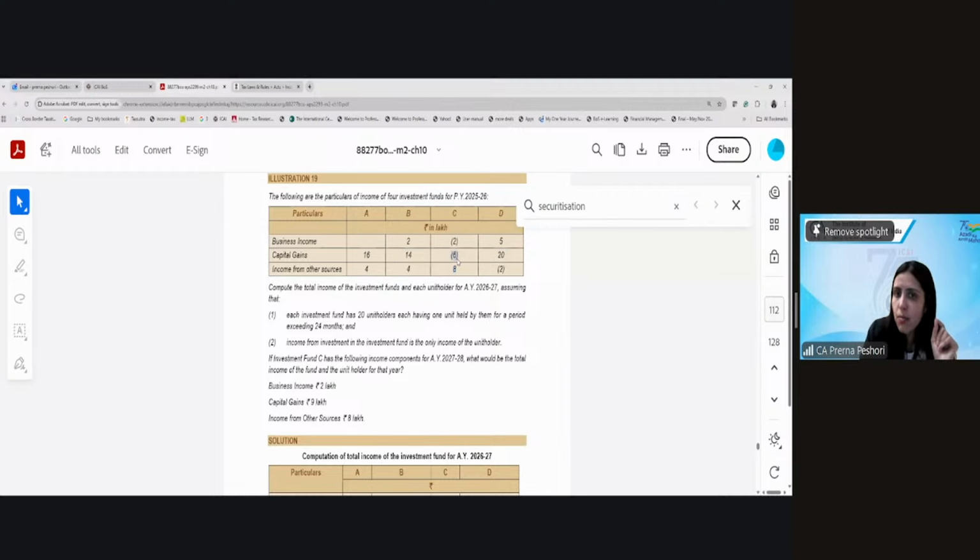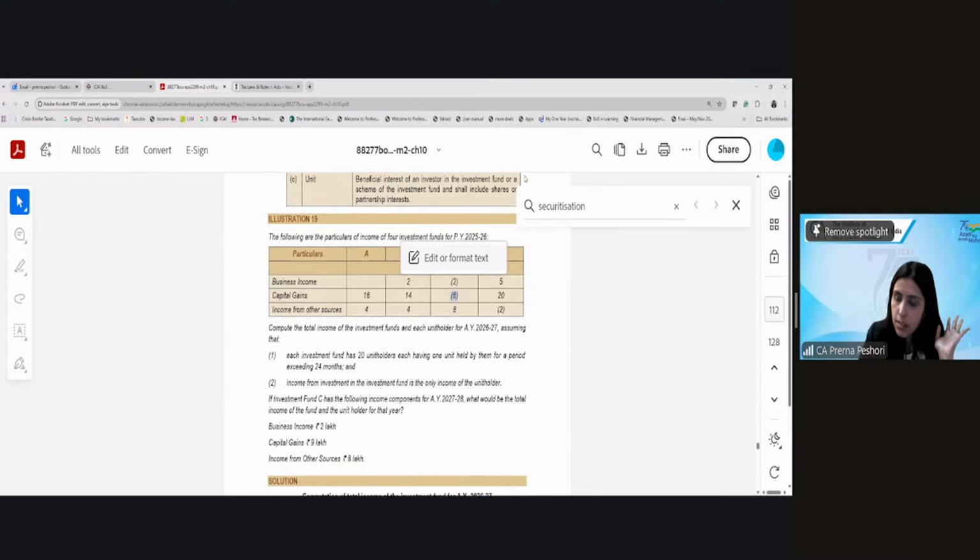Then this 6 lakh which is there, which is a capital loss, will be allowed to be carried forward by the investor. But what is the condition? Units have to be held for greater than or equal to 12 months, for more than 12 months. Now this can be set off by the unit holder since the units are held for more than 12 months. Clear? So first, within the trust, we have to make the set-off of losses, and then we will be passing it on. Okay. Next is business income of 5, capital gain of 20 and income from other sources 2.